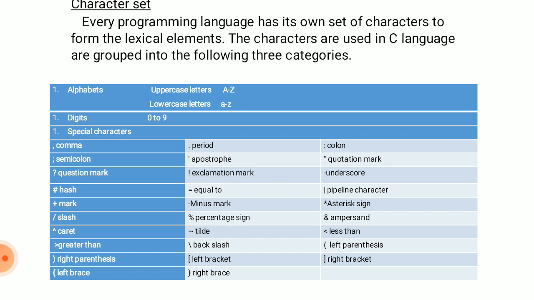Basically there are three types of character set. The first one is alphabets, digits and special characters. Alphabets means A to Z, capital letters or small letters, that is, uppercase or lowercase letters. You can use any type of letter, uppercase A to Z or lowercase A to Z. The sequence of characters you can use in the form of alphabets.